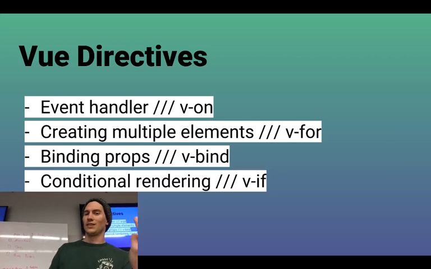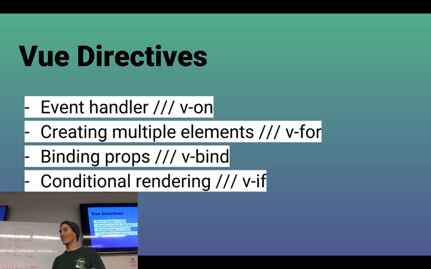Okay. So we got event handlers, which use v-on, creating multiple elements, v-for, binding props, which use v-bind, which has another shorthand, and then conditional rendering, v-if, right? If you have touched Angular at all, these are all really similar to what Angular uses, like ng-for or whatever, right? So Vue stole some of that from Angular.